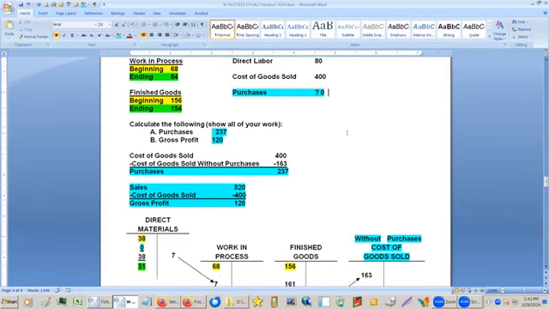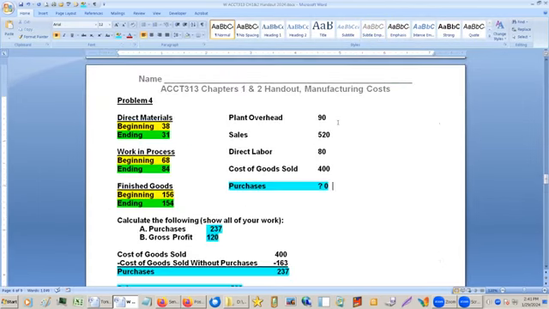Professor, can we see the T tables one more time? Thank you. I'm sorry.